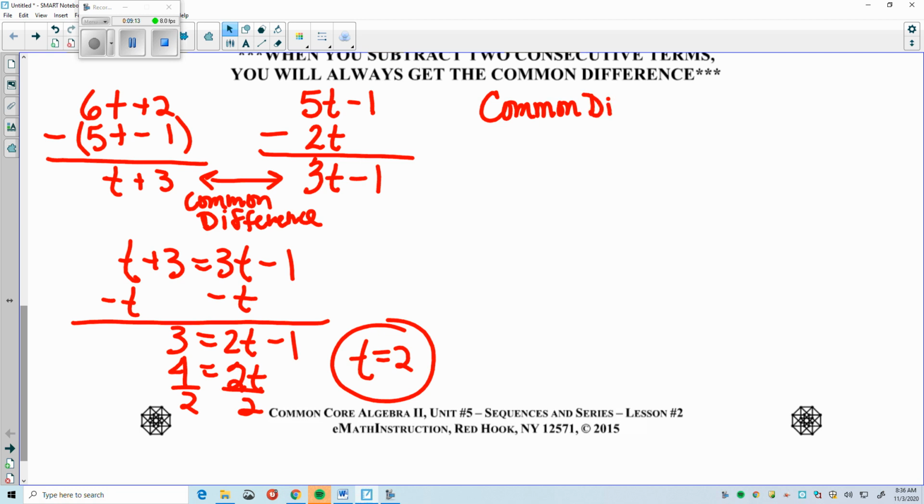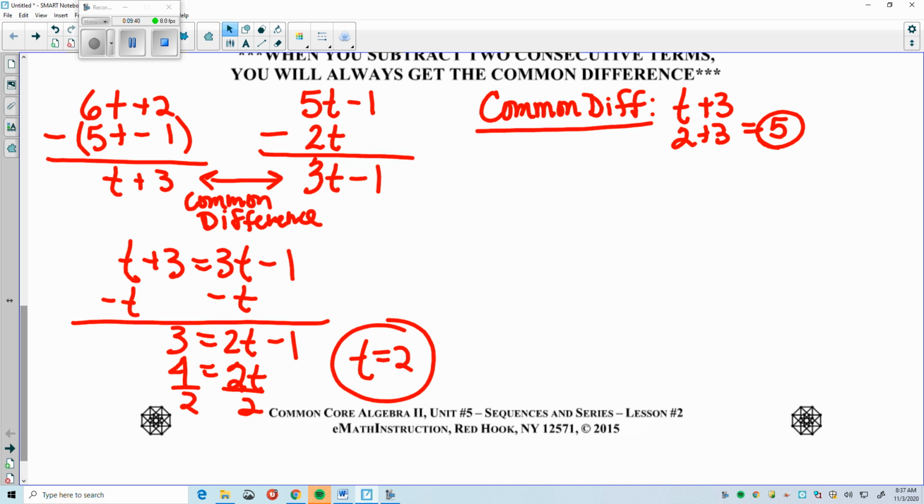So our common difference, I could plug it into either one. I'm going to just take t plus 3. So t plus 3, I'm going to plug in my 2 that I found. So 2 plus 3, that's going to give me a common difference of 5. Okay. So if I know my common difference is 5, that should kind of help us figure out how I could make my next value.